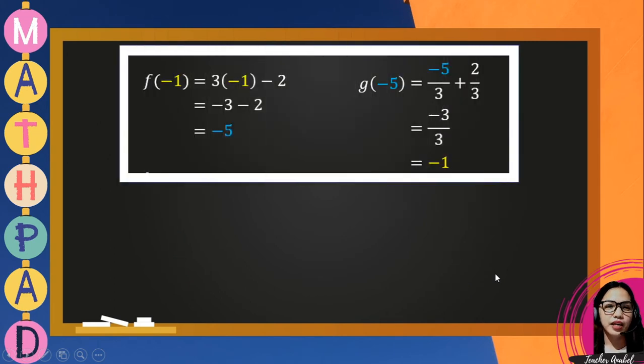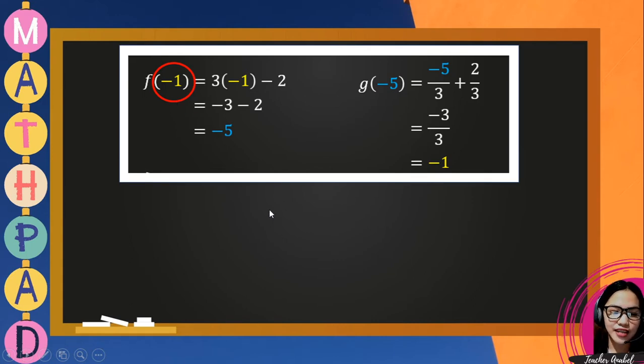Now, in the first case, we plugged x is equal to negative 1 into f of x. And then we got a value of negative 5. And then we turn around and plug negative 5 into g of x and got a value of negative 1, which is the same as the number which we started off with, right?